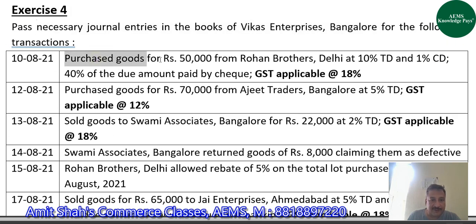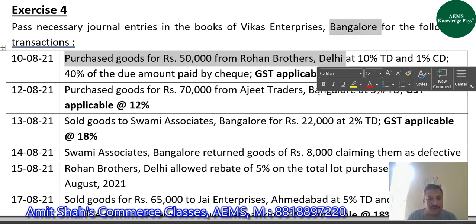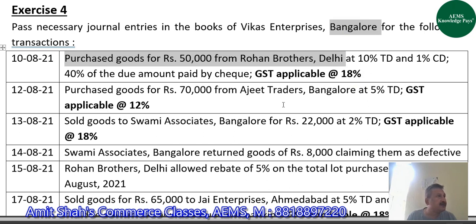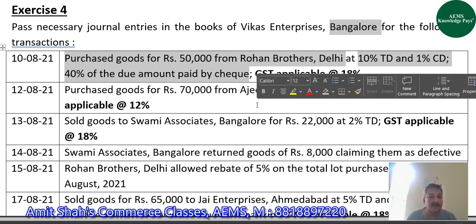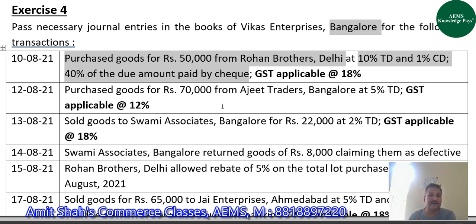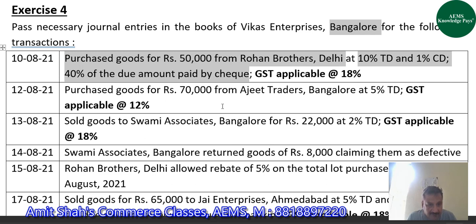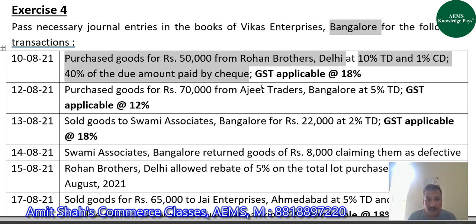The first transaction is purchase goods for rupees 50,000 from Rohan Brothers, Delhi. So Vikas Enterprises of Bangalore has purchased goods from Delhi. It means it is an interstate purchase, right? And here we will have IGST involved. At 10% trade discount and 1% cash discount, 40% of the dues amount paid by check. He paid only, means Vikas Enterprises paid only 40% at the time of purchase and the remaining 60% he purchased on credit, right? GST is applicable at the rate of 18%.